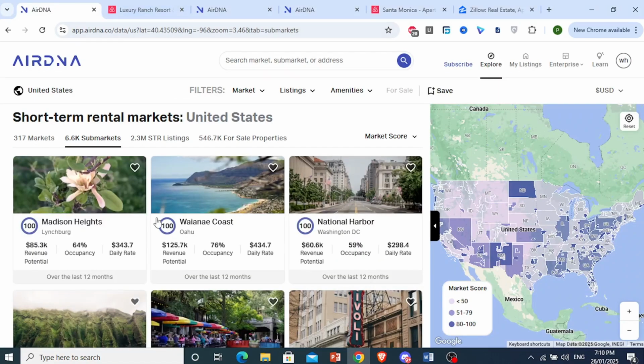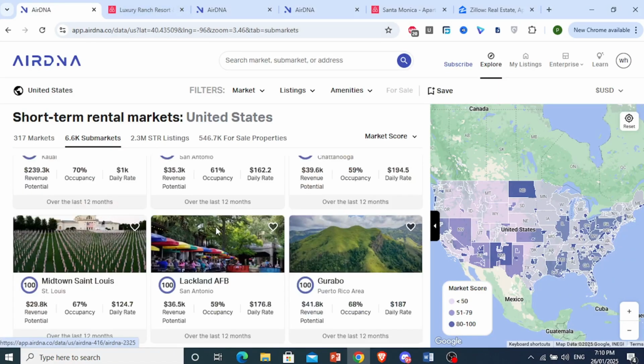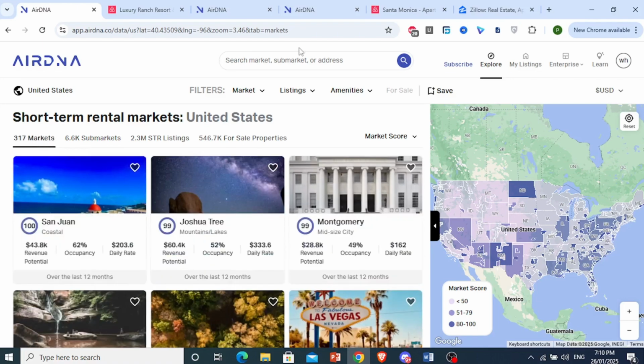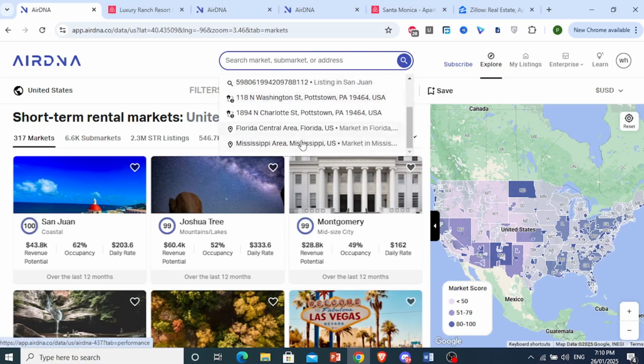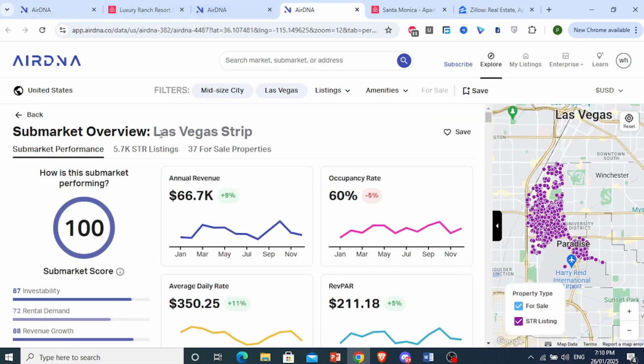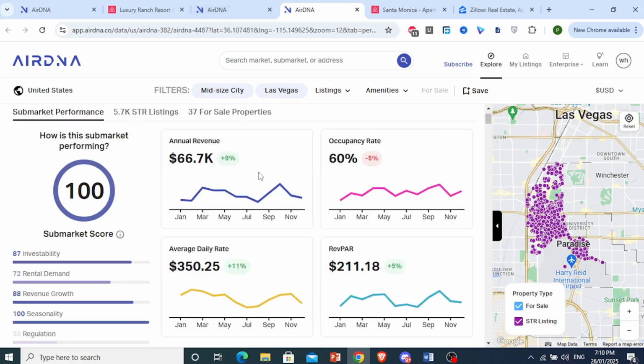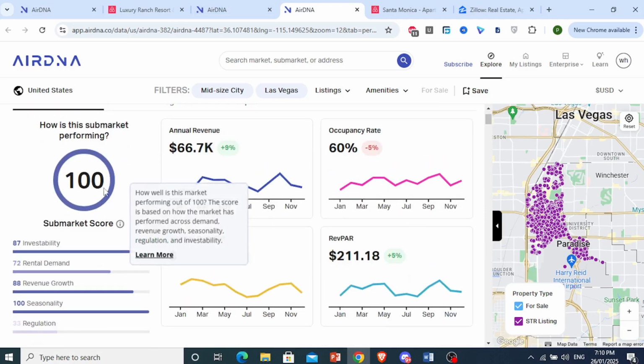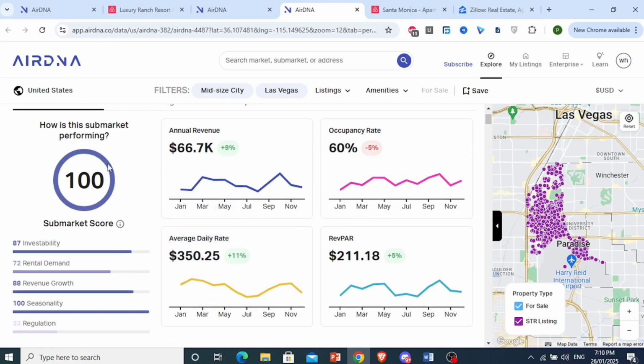So here on the home page, you should go ahead and click on submarkets, look for whatever submarket you want, or you can look at different markets to invest in. Or if you want to be very specific, you can come here and search for them as I have done before, right? And all you need to do is basically open that up. And now, for example, we have the Las Vegas Strip. And this is the submarket score AirDNA has given it. It has given it a score of 100.